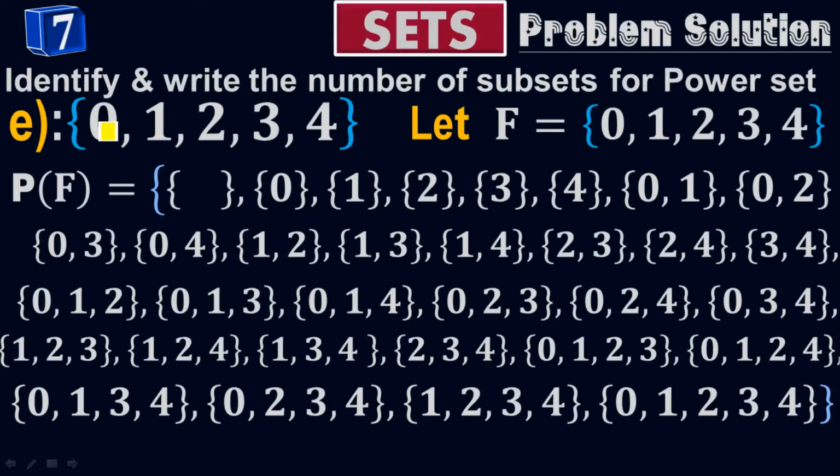Once you are done with the 0, skip the 0, and then start with the 1. Take 1 with 2, 3, 4: 1, 2, 1, 3, 1, 4.